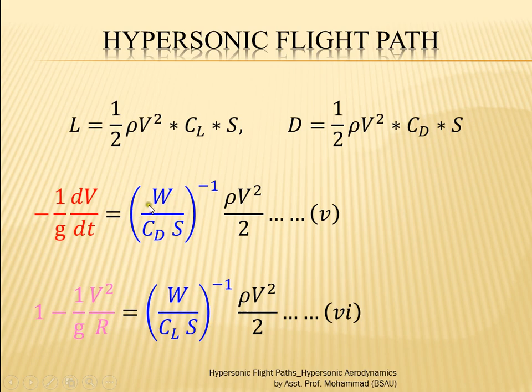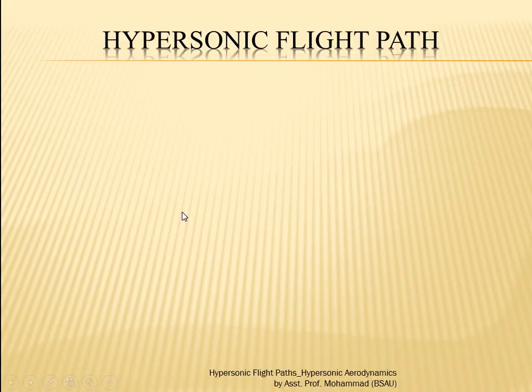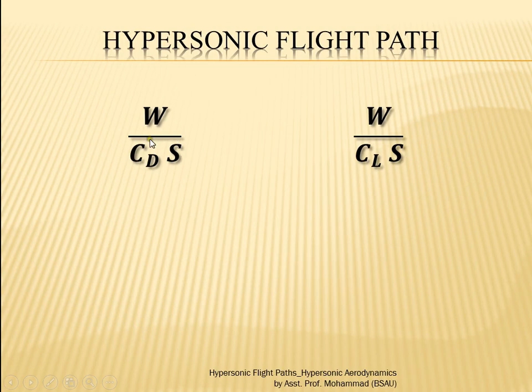So this parameter W by CD S or W by CL S are special parameters which we are going to use, and we write them in this way. If it comes out reciprocal, then we just put the sign minus 1, but we always write these two parameters in this fashion, because these are special parameters for us. What are these parameters actually? Let's see. So one parameter is here, the other is here.